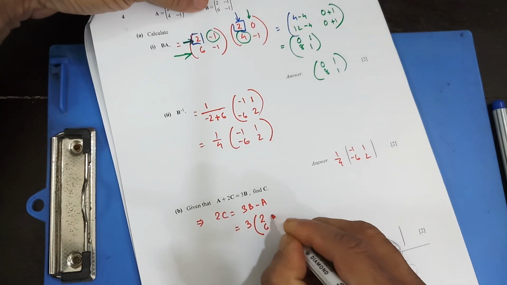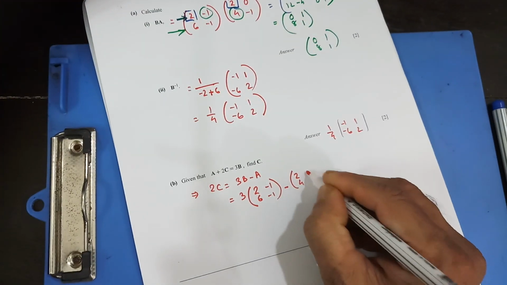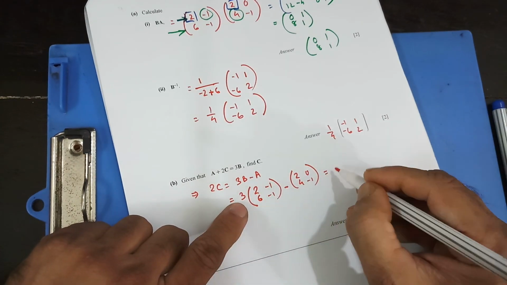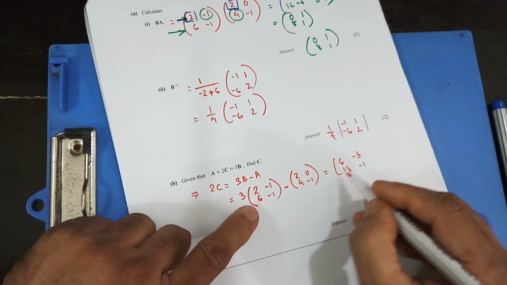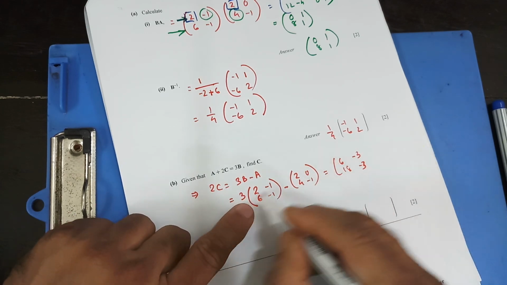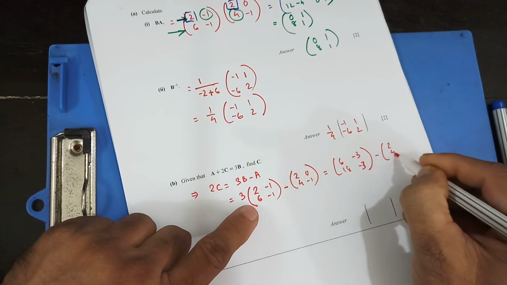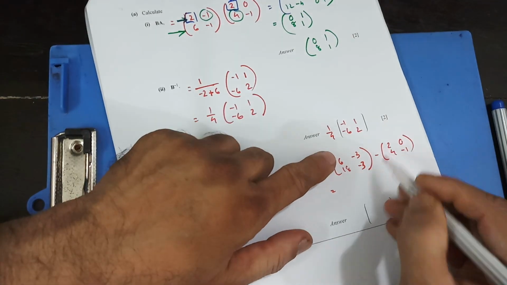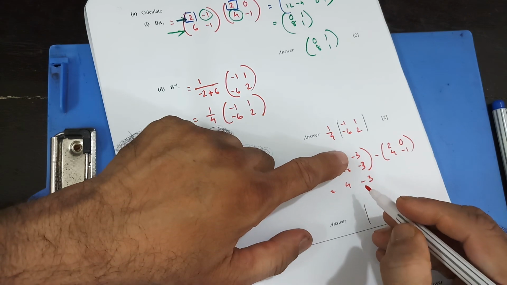So 2, 6, minus 1, minus 1. Minus A is 2, 4, 0, minus 1. So this 3 multiplies each element. So it's going to be 6 minus 3, 18 minus 3. 3 times 6 minus 3 is 18. And minus 2, 4, 0, minus 1. If I take the bracket, 6 minus 2 is going to be 4. Minus 3 minus 0 is minus 3.